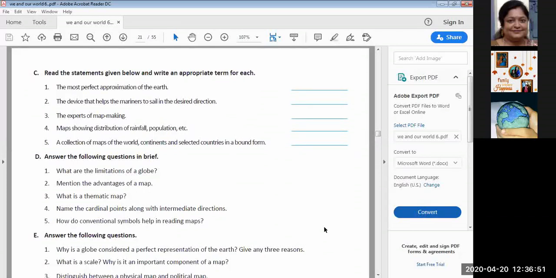So Kanchi Priyam, very good. Big hand for her. Kanchi Priyam, very good. Excellent. Name the cardinal points along with the intermediate direction.